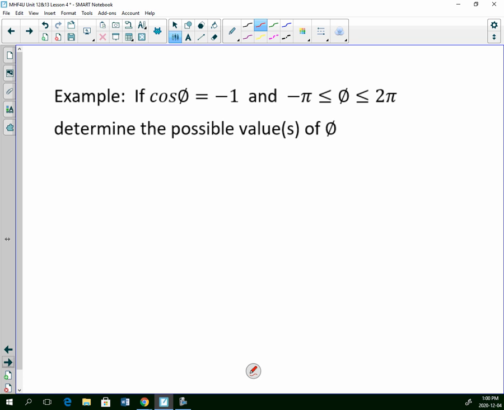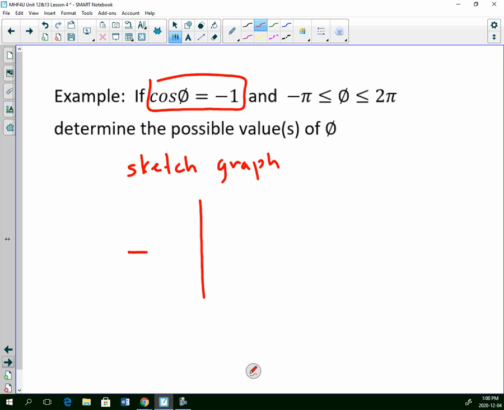Okay, so here's one for cosine. Cosine is -1. I can't use my special triangles, so I'm going to use the graph, and I'm just going to sketch the graph from -pi to 2 pi for cosine. I know what this looks like. It goes up to 1, down to -1, and I want to go to pi, or negative pi.